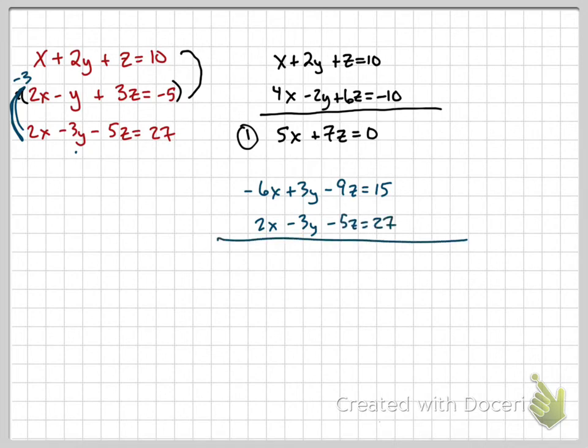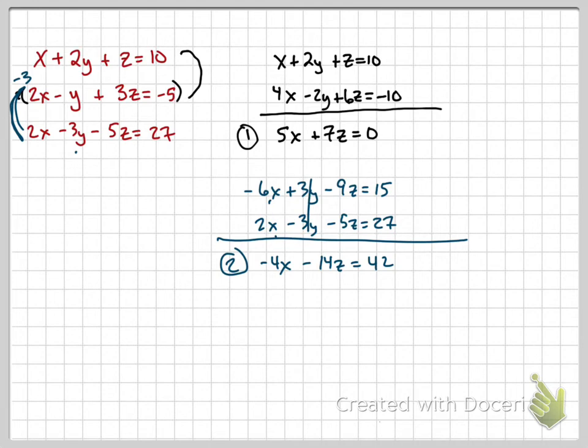And I can add those together. And I'll pause, give you a second to catch up. A negative 6x plus 2x is a negative 4x. You agree? Y's cancel out. Minus 14z equals what? 42. There's my second equation. Are we okay with that?